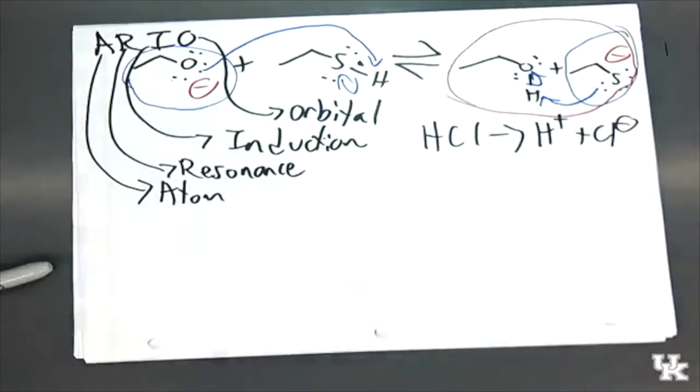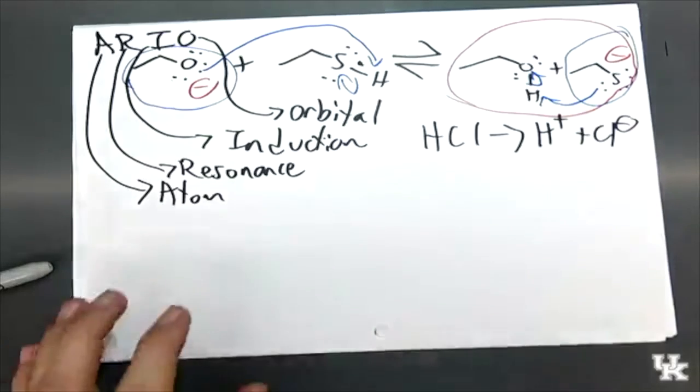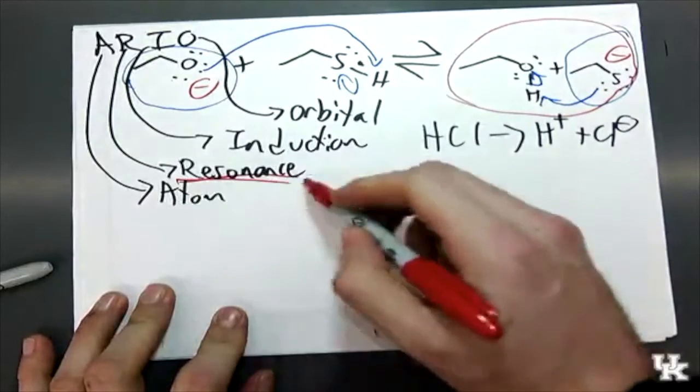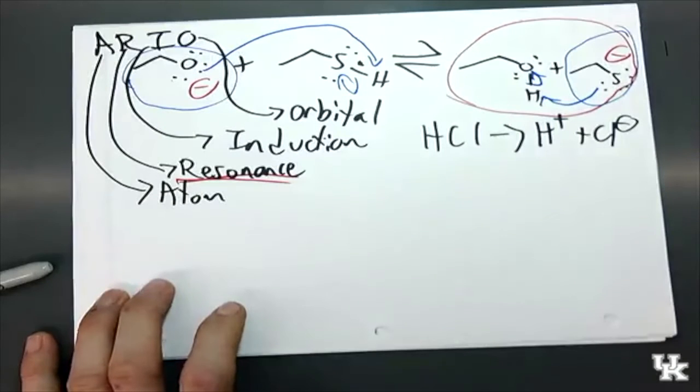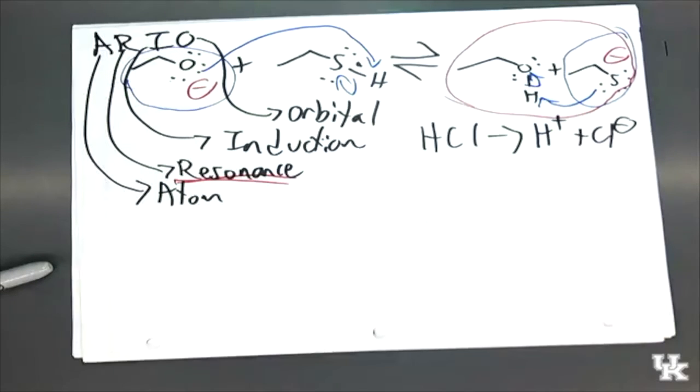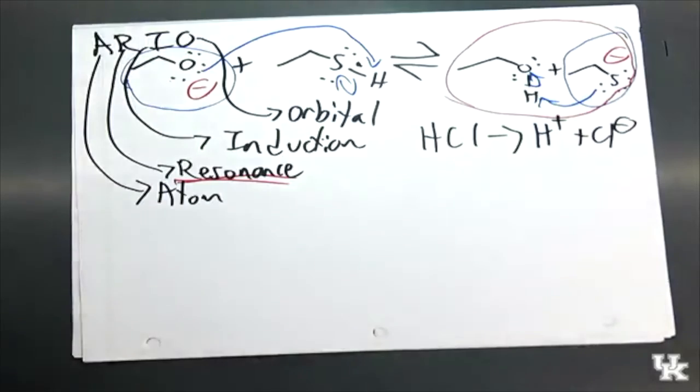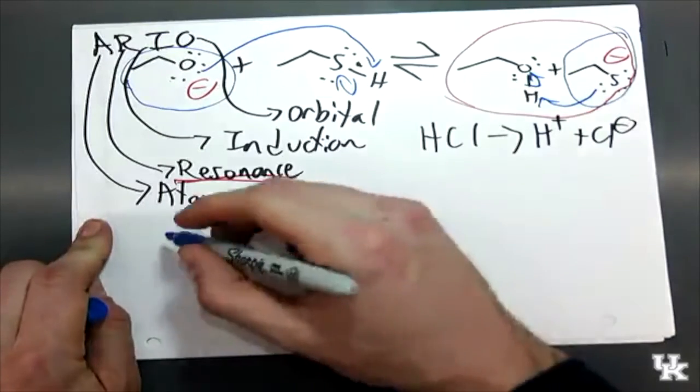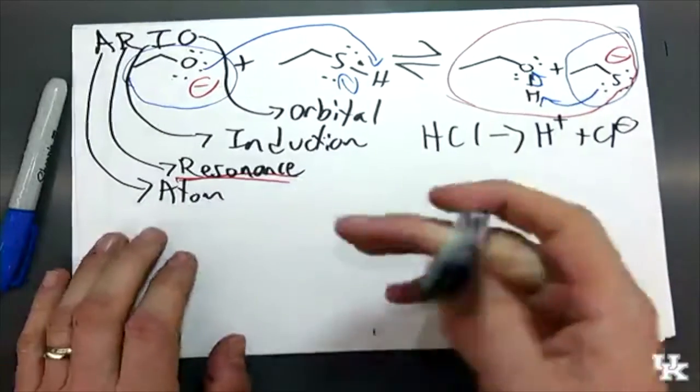The next one we'll look at is resonance. And resonance essentially says that if there is some resonance stabilization in the conjugate base, then that atom will be more stable. And as an example of this, let's look at these two molecules.